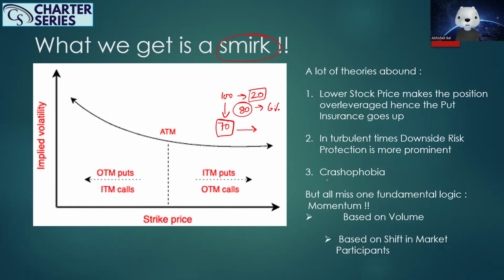And last is, of course, crashophobia, because when there is too much volatility, market participants actually expect the market to crash more often rather than go up. Because do remember, the classic definition of volatility tells us that it can go either way. But when volatility actually increases, participants panic. They believe that the probability that the market is going to come down is going to be more than the probability that the market is going to go up. These are the three proposed theories.